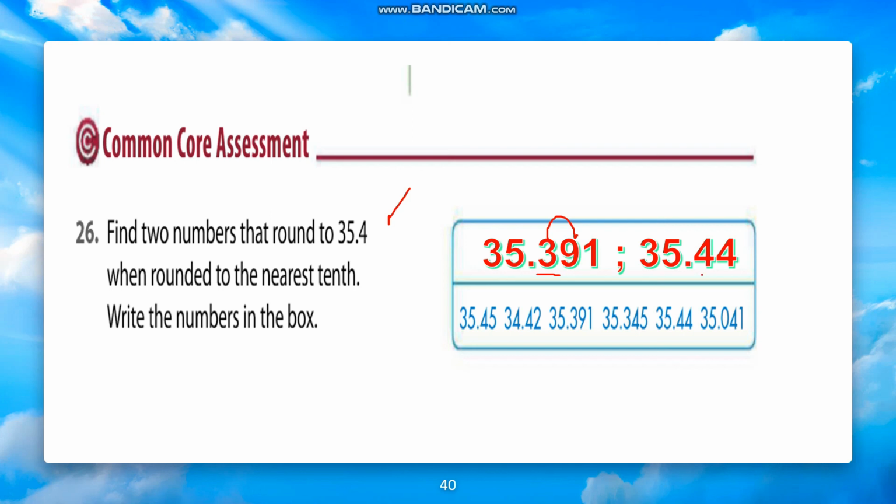The tenths digit is 4, it is followed by 4, so no need to add. So 4 is the same, and we need to copy all the digits to its left, and the digits to its right become 0. That's why these are the two numbers that round to 35 and 4 tenths.